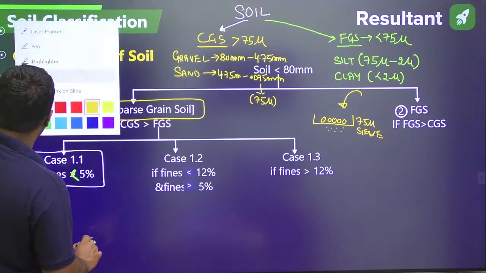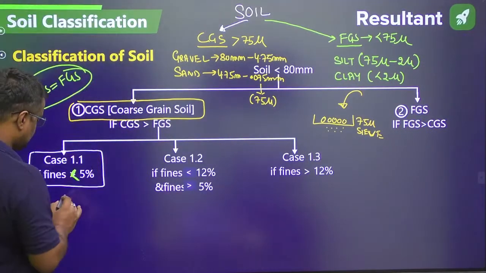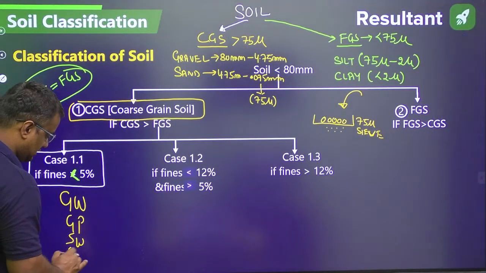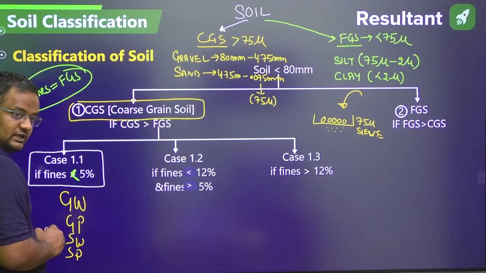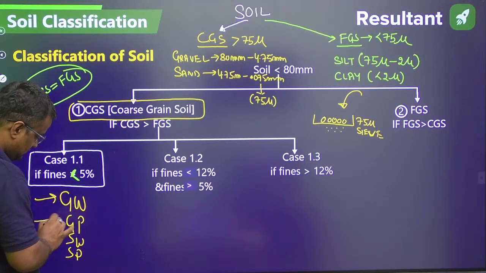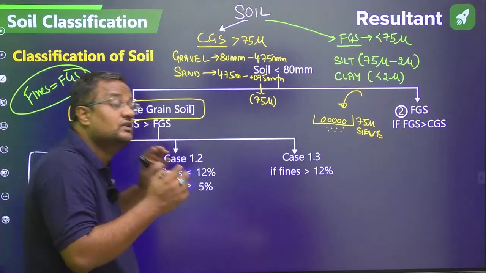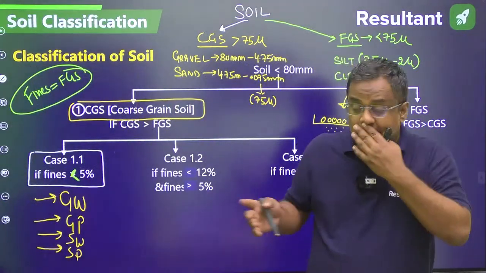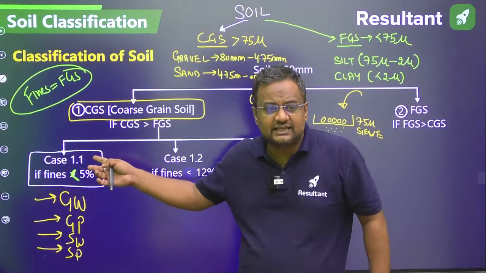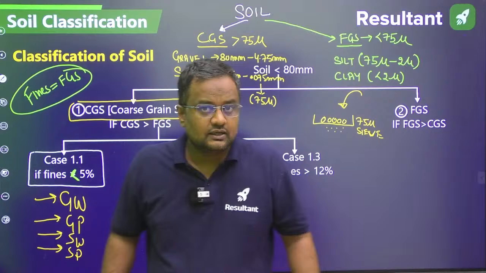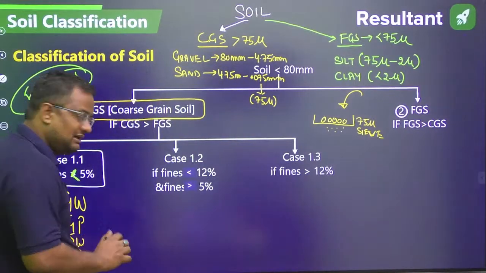Okay. In case 1.1, four names are here: GW, well graded gravel; GP, poorly graded gravel; SW, well graded sand; SP, poorly graded sand. This is the case when fines are less than 5%. That means out of 1000 gram soil, 96%, 97%, 98%, 99% is coarse grain soil. How these names are there, I will tell you.